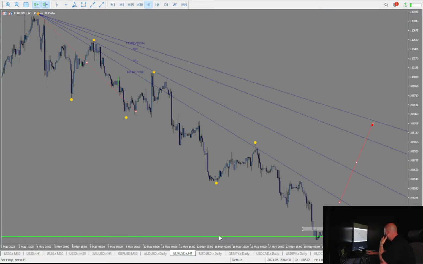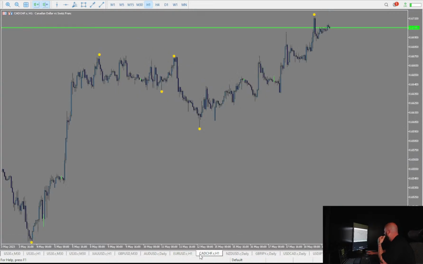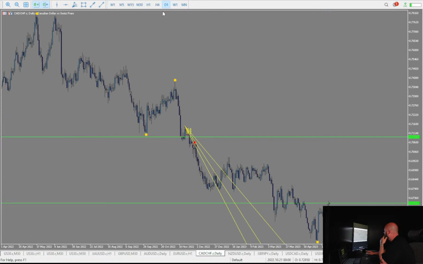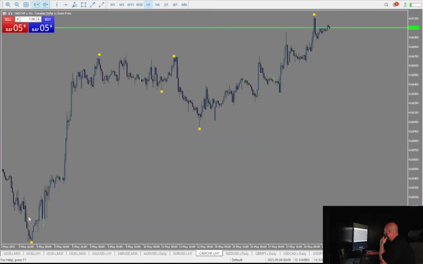And then someone had mentioned something earlier to me today about CAD Chef. So let's go ahead and take a look at CAD Chef while we're here. Daily. Yeah, I mean, that had been a nice rejection there. And on the hour, again, we've got a nice dot to dot right there that would run this thing down to TP3.